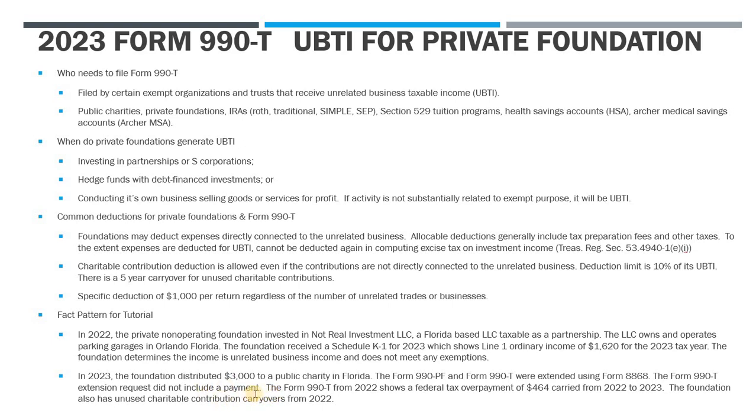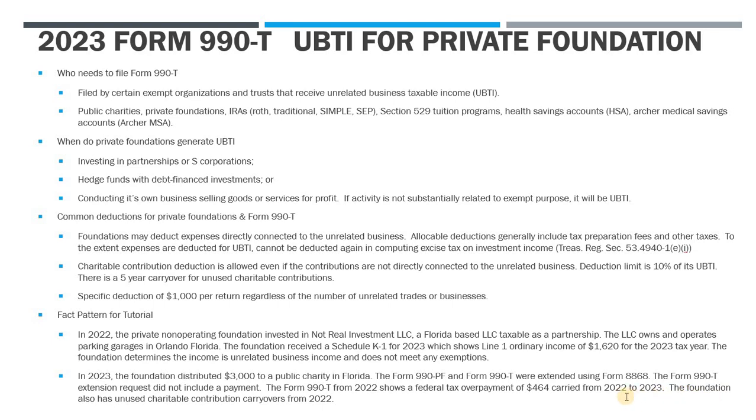Now, the reason why they didn't include any payments, because last year they had a federal tax overpayment, which is being carried forward to the current period, right? So they figured they'd have enough paid in as a carry forward, and so they didn't need to make any additional extension payments.